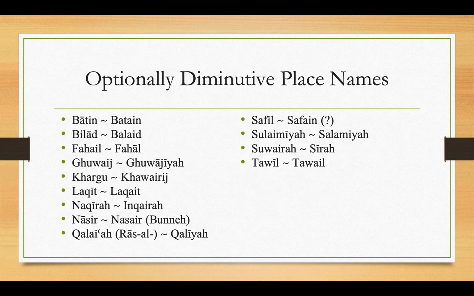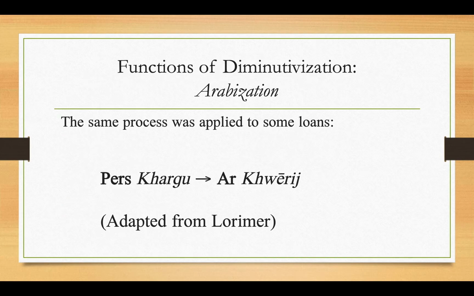So in contrast to the use of the diminutive in common nouns, the use of the diminutive in place names was almost never optional. So I found about 1,500 diminutive place names in Lorimer, but only around a dozen of those were optionally diminutive. It does also seem like the process of diminutivization was applied to some borrowed place names to make them into good Arabic names. So the Persians called a village Khargu, but Lorimer says that Arabic speakers called the same place Khuwayrij.